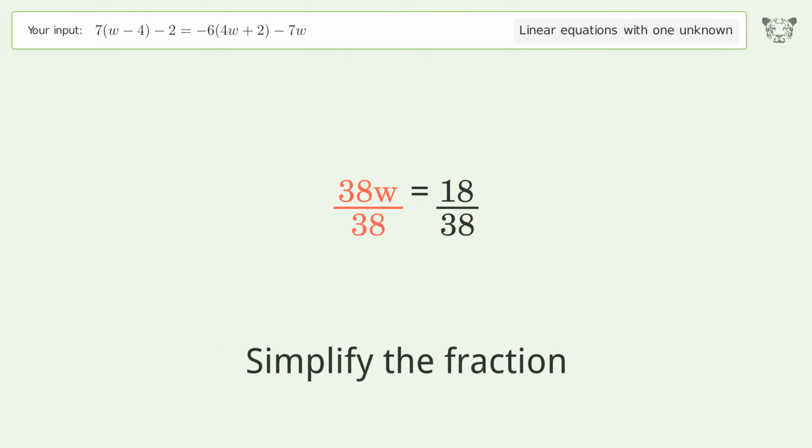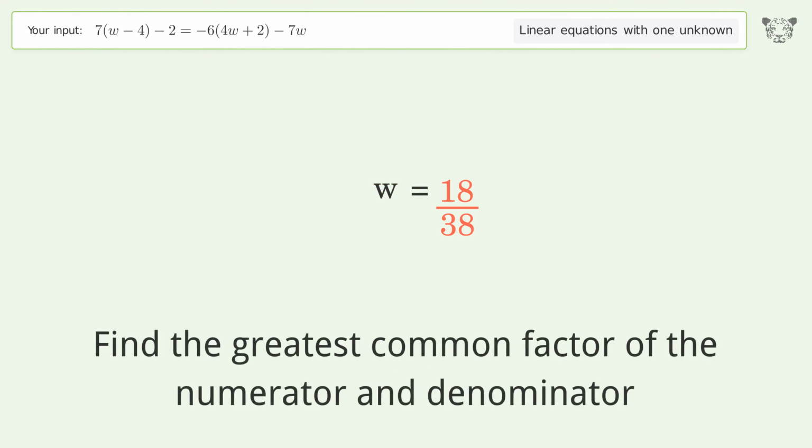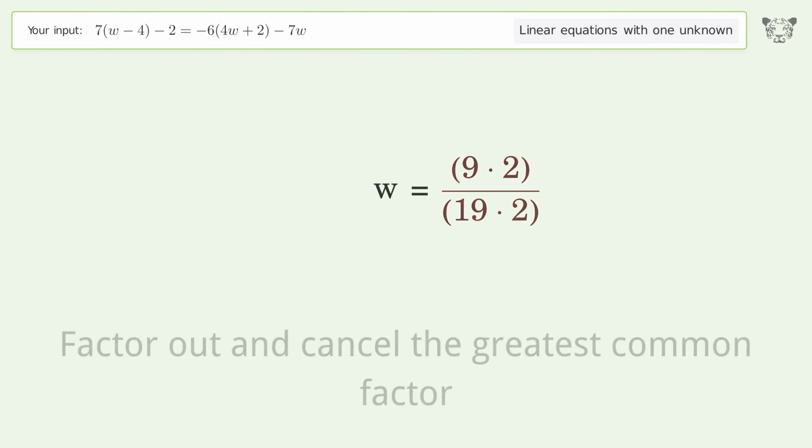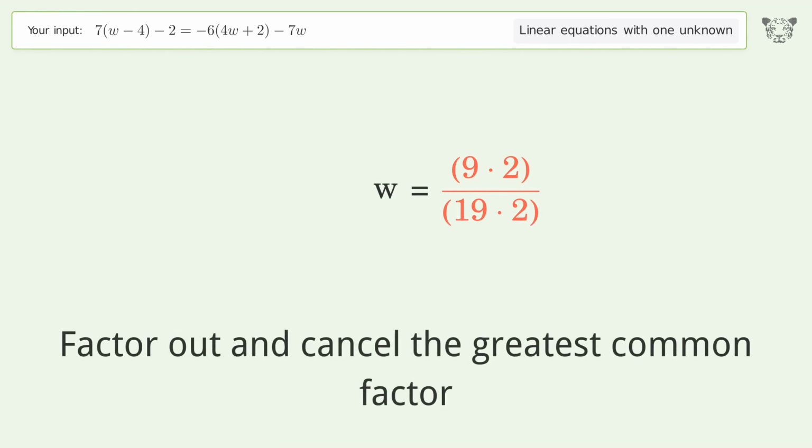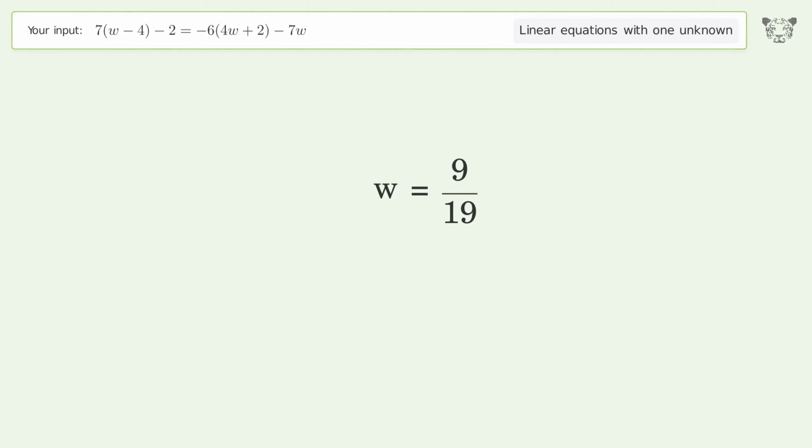Simplify the fraction. Find the greatest common factor of the numerator and denominator. Factor out and cancel the greatest common factor. And so the final result is w equals 9/19.